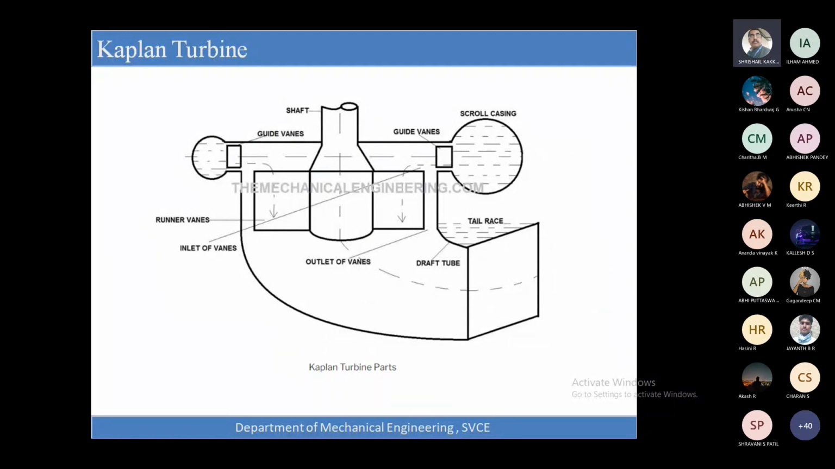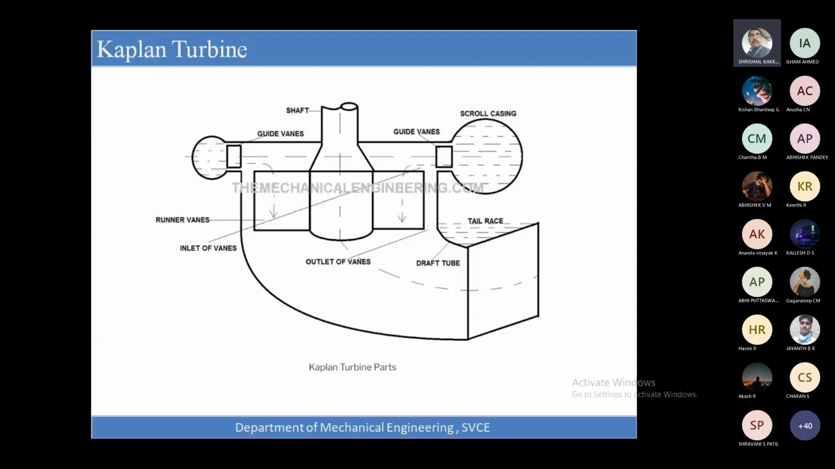So it will be in vertical direction. And the main important parts of this Kaplan turbine are the guide vanes, the runner vanes, the shaft, the scroll casing, and the draft tube. These are the main important parts of the Kaplan turbine. And we'll try to understand what the specific functions of these are. We'll try to see them.